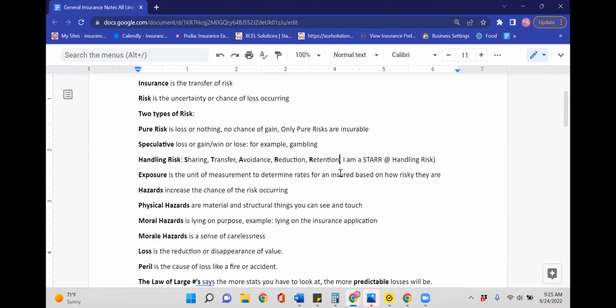So again, I am a star at handling risk. I share it. I transfer it. I avoid it. I reduce it. I retain it.